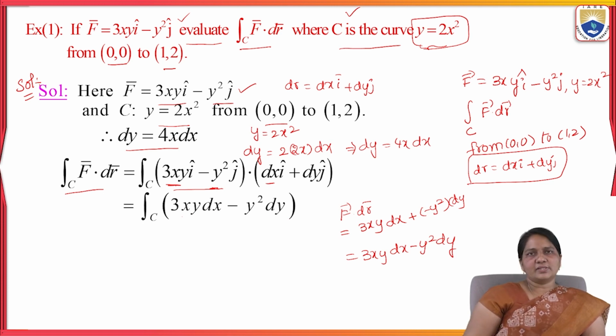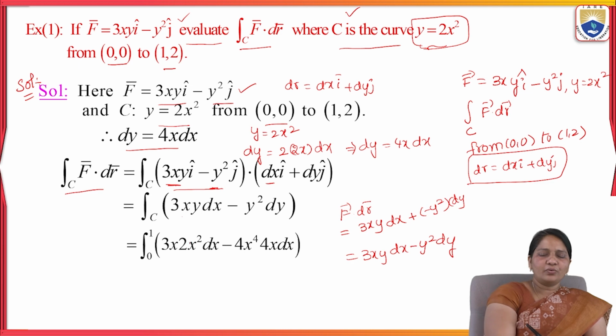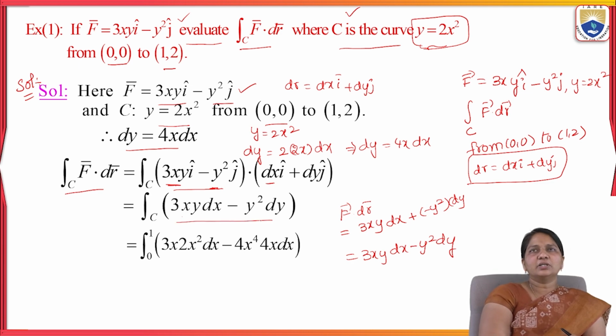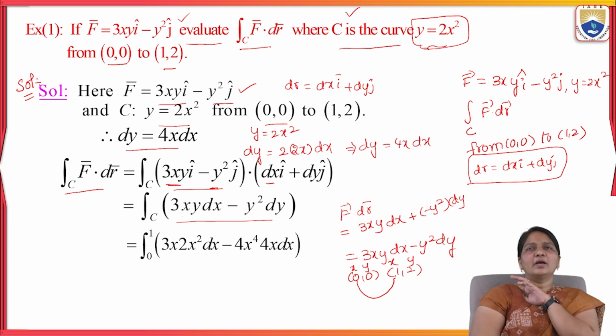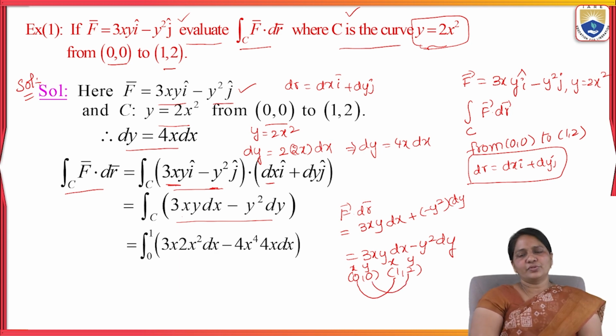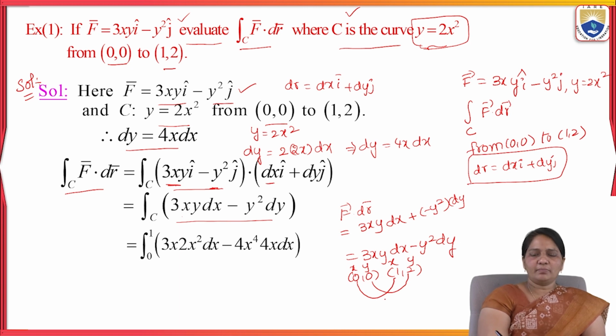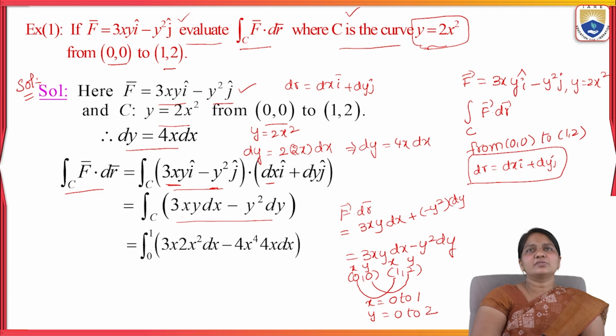Now we can see the next step: how to integrate this function. Here the curve is from (0, 0) to (1, 2). So we can take these as the x and y points: x is from 0 to 1 and y is from 0 to 2.